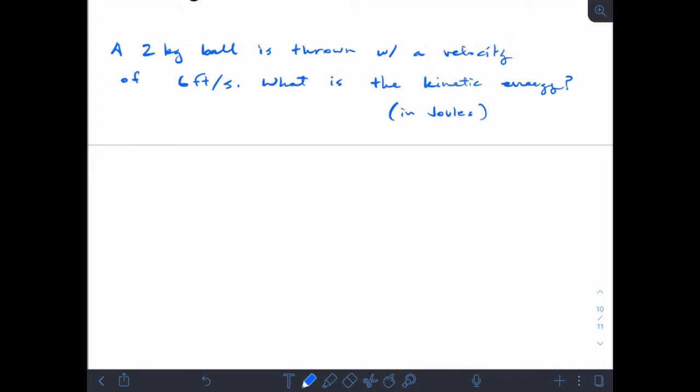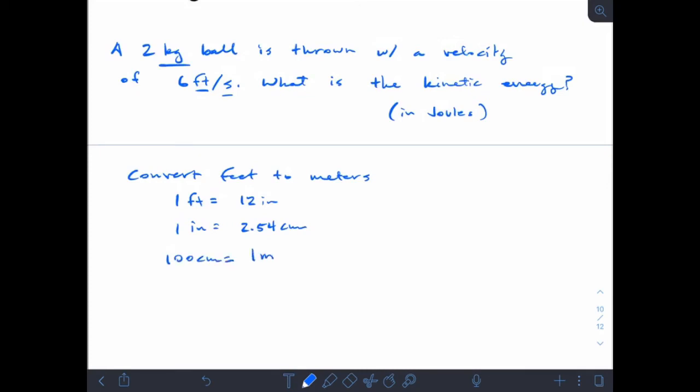So notice that we have our kilograms, great, but our velocity is in terms of feet per second. And seconds is good. We want kilograms, meters, and seconds. So we need to convert our feet to meters. All right, and so our conversions, we have 1 foot equals 12 inches, and we have 1 inch is 2.54 centimeters, and we have 100 centimeters in 1 meter.